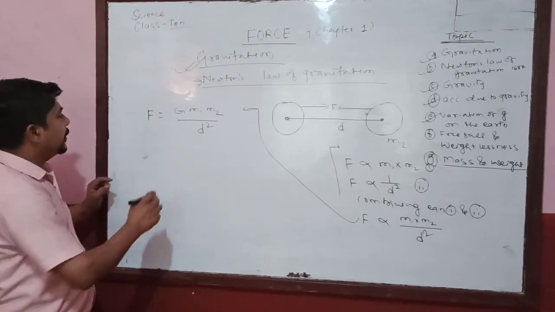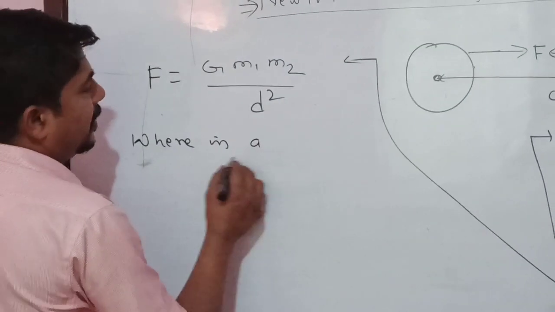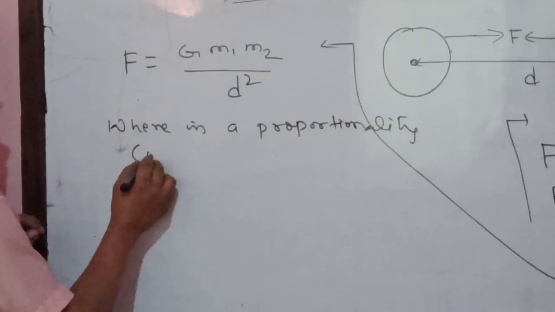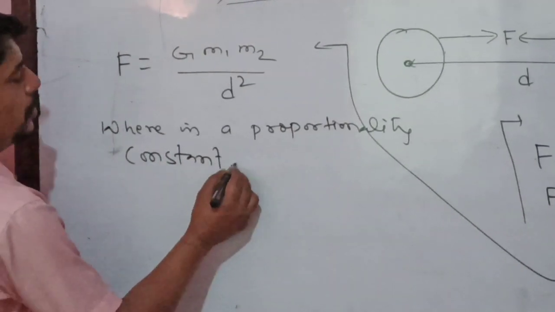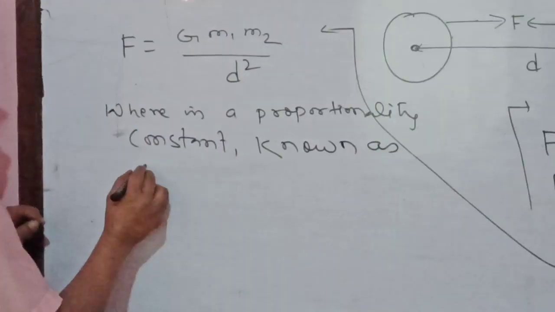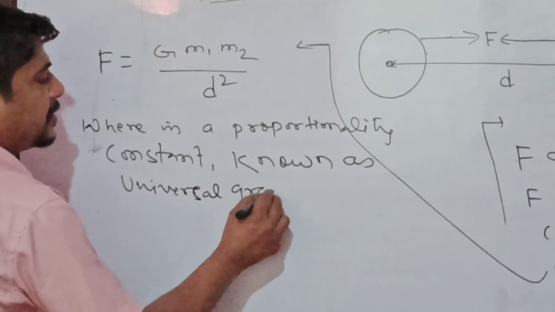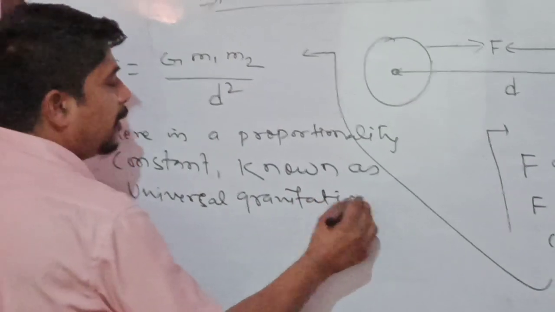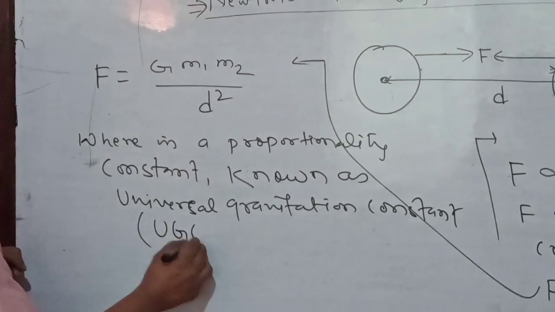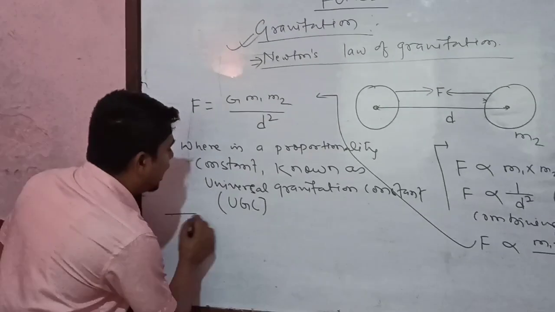So here, what is G? It is a constant, a proportional constant, which has also been given a separate name, known as universal gravitational constant. Simply you can write UGC. Yes, from here we understood that this is a universal gravitational constant.